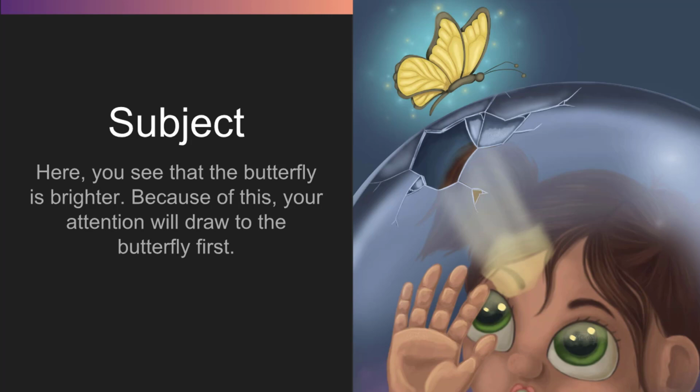So, this is also a digital painting I made recently. Here you see that the butterfly is brighter. Because of this, you're more likely to notice the butterfly first. I also added some sparks and lining around this butterfly to give the glow in the dark effect. And because there's light shining from the butterfly through the broken glass on the girl, it is more likely to notice that the light is coming from the butterfly itself.